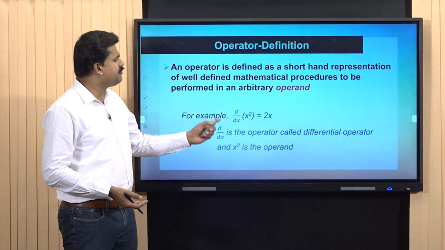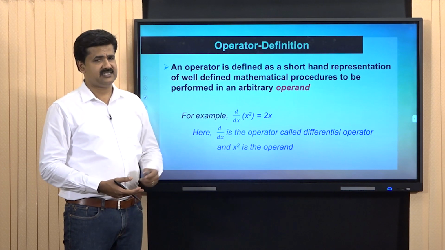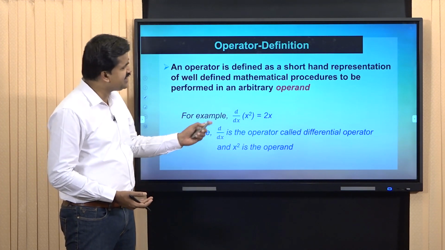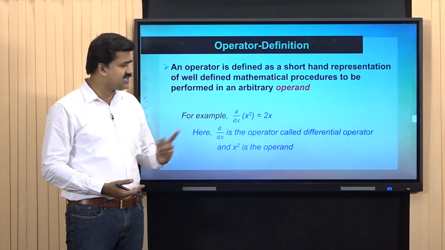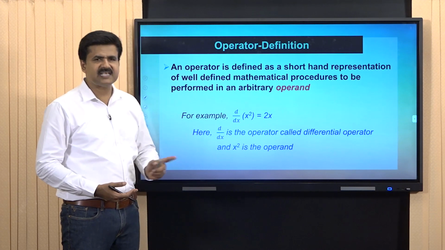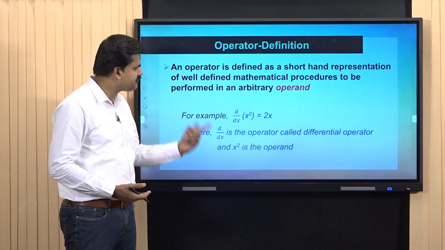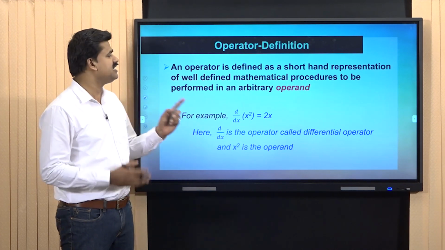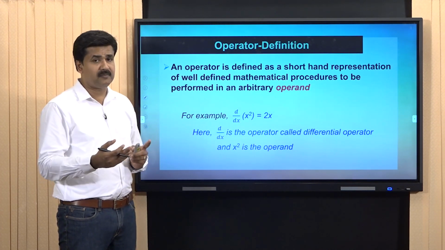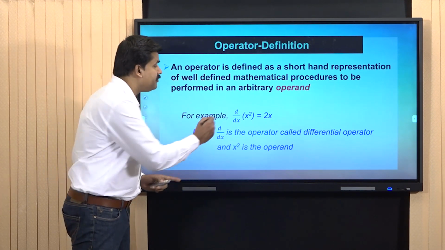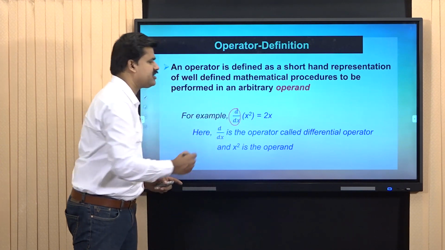Here d by dx is an operator. This is known as the differential operator. d by dx of x square, the result is equal to 2x. That means d by dx implies the fact that we are going to differentiate the operand x square with respect to x. So the indication to perform differentiation with respect to x is obtained from this shorthand notation, that is d by dx.